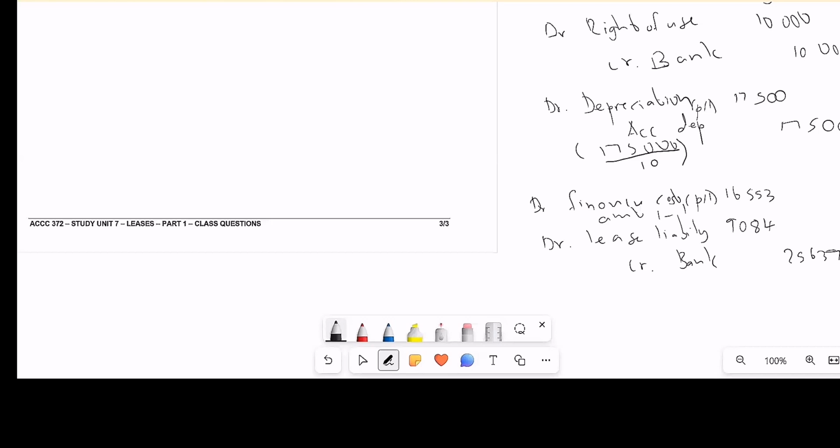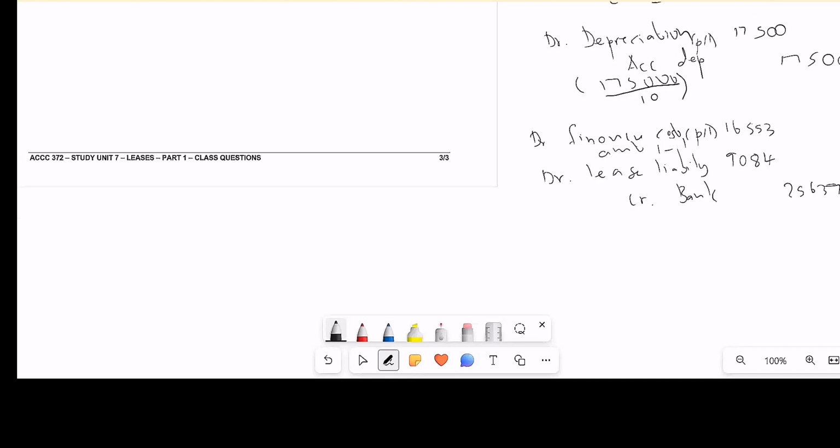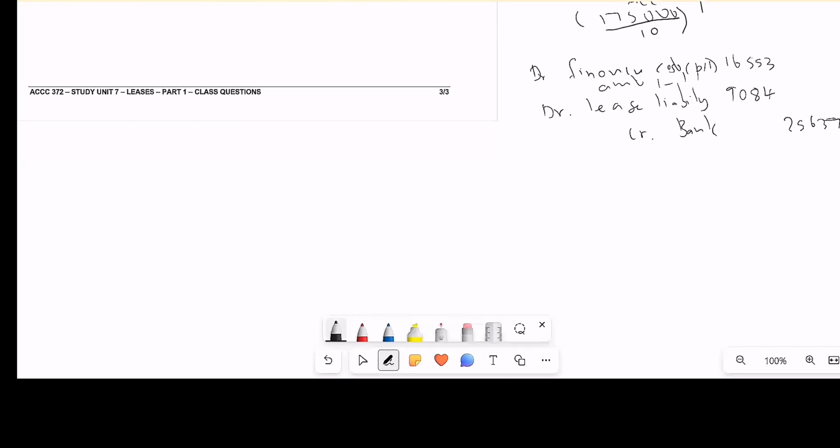So once all of these add up to this, this is how we would account for the lease if this was a finance lease and if we didn't elect the simplified approach. So let me just show here if we elected the simplified approach.